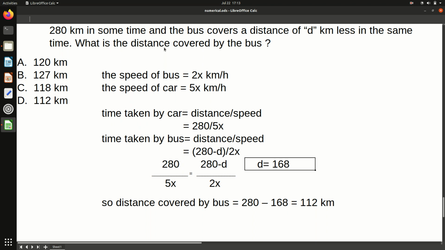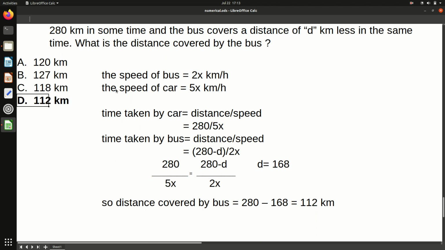So what we have to find now? Distance covered by bus. And what was the distance? 280 minus d. And we got the value of d. Just put it here, and then 280 minus 168 is nothing but 112. So 112 kilometer will be the answer.